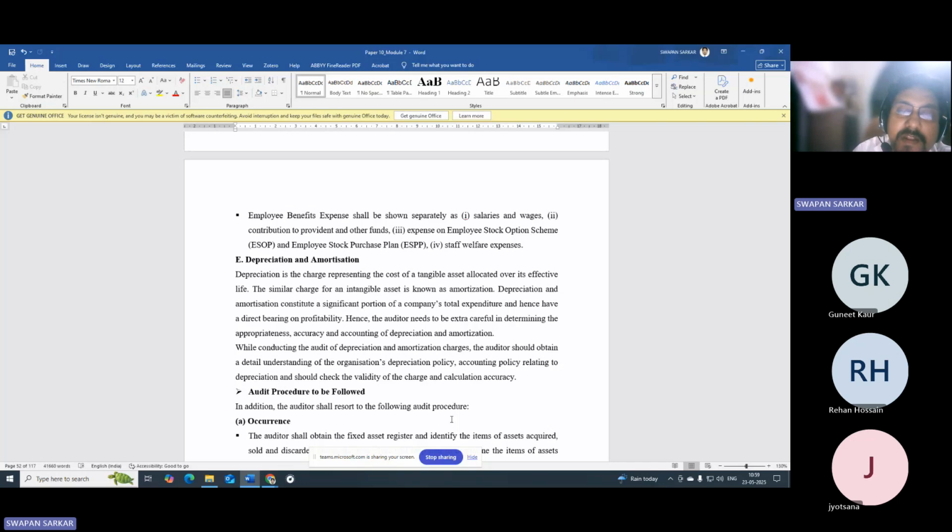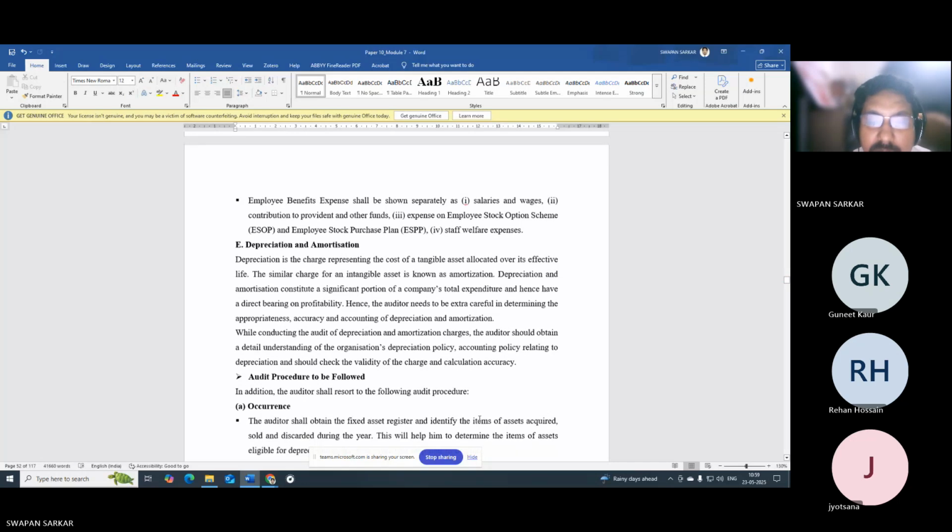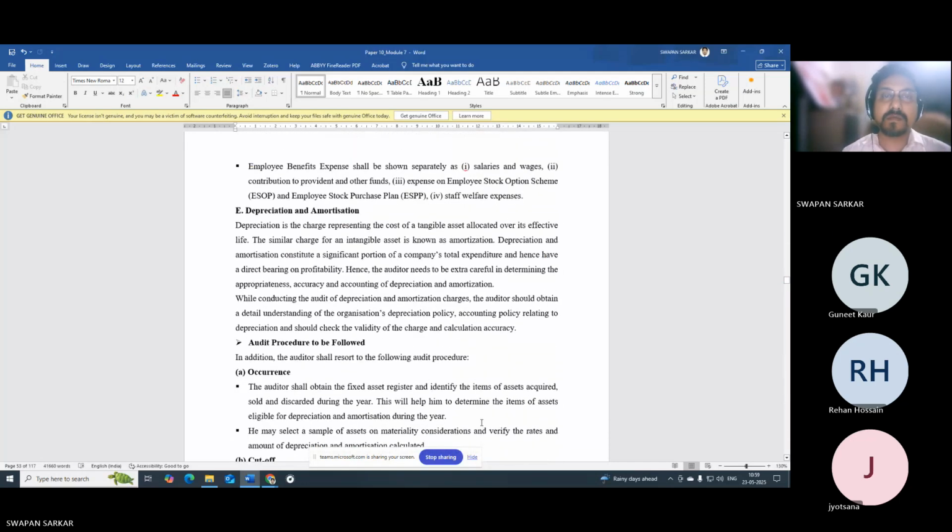amortization. While conducting the audit of depreciation and amortization charges, the auditor should obtain a detailed understanding of the organization's depreciation policy, accounting policy relating to depreciation, and should check the validity of the charge and calculation accuracy. Then, audit procedure to be followed for depreciation and amortization. In addition, the auditor shall resort to the following audit procedures.